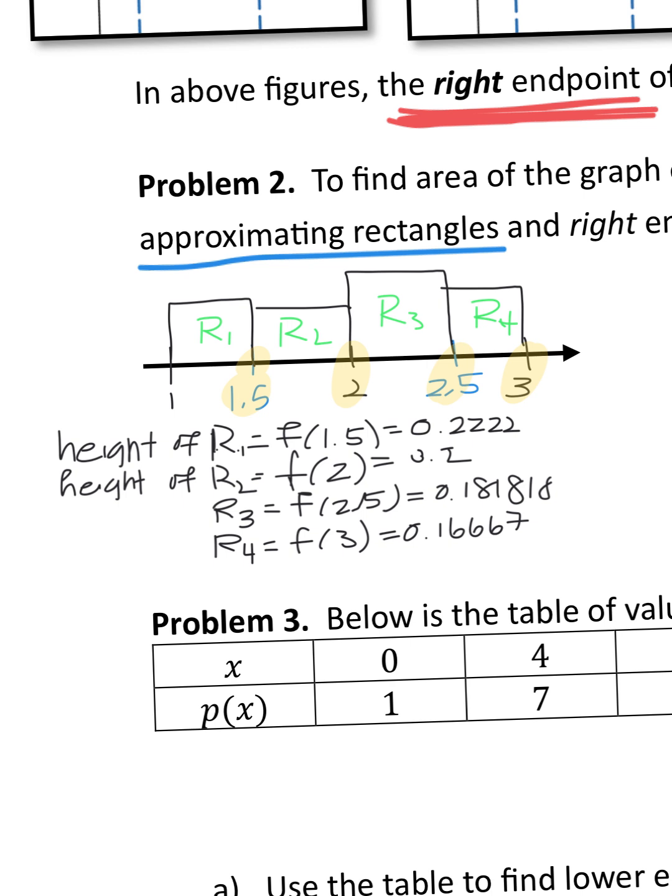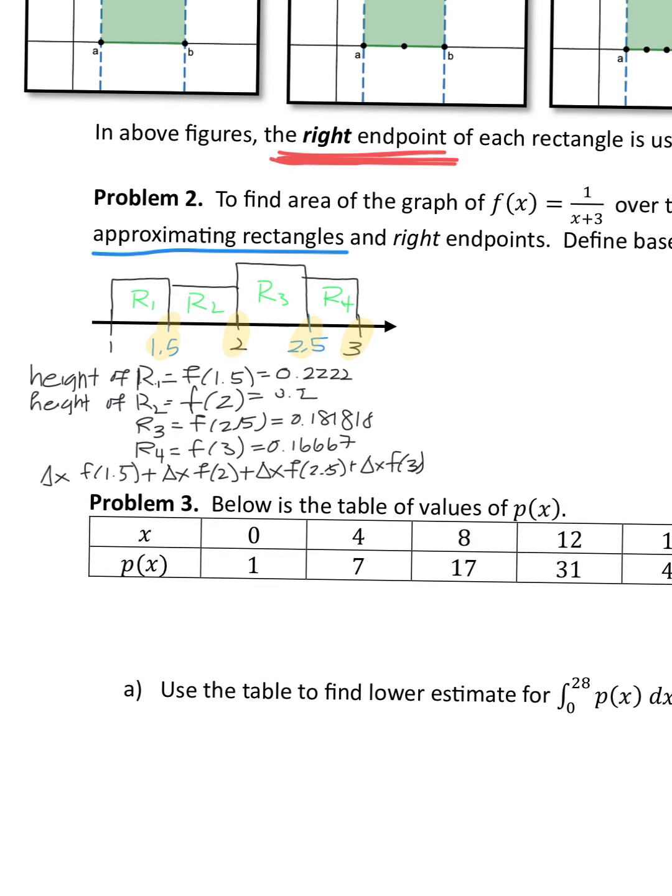And as before, the area, the sum of the areas of all those rectangles, I'm going to write it a little bit differently. That's going to be delta x, that's our base, times the height, which is f at 1.5, plus delta x times f at 2, plus delta x times f of 2.5, plus delta x times f of 3.